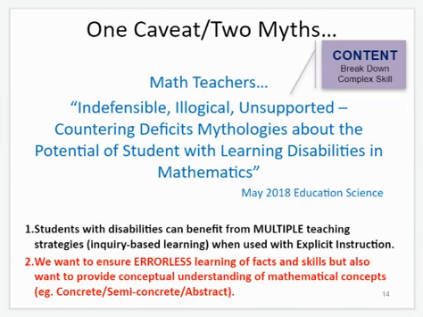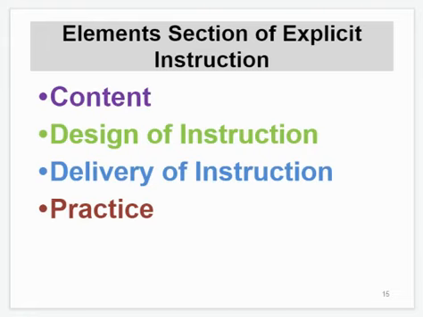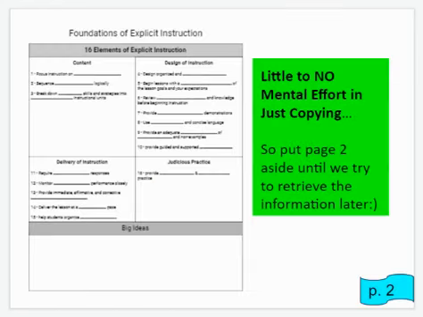Like I had said earlier, the 16 elements are kind of color-coded, but they're really broken into 4 different sections. Content, so what you're teaching when you're thinking through that. Then designing of the instruction, how are you going to be teaching it? Then the delivery of the instruction, what do you do? What do they do? And then how do we support this with practice? Because we know that if we just hit it once, it's really not going to stick in long-term memory. And we want students to have this information to be lifelong learners.